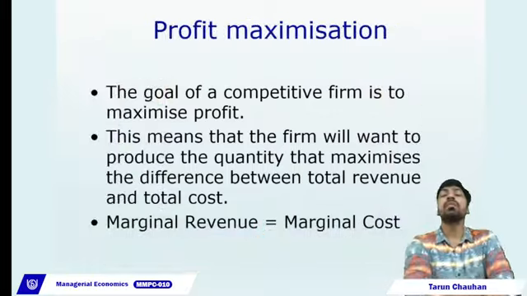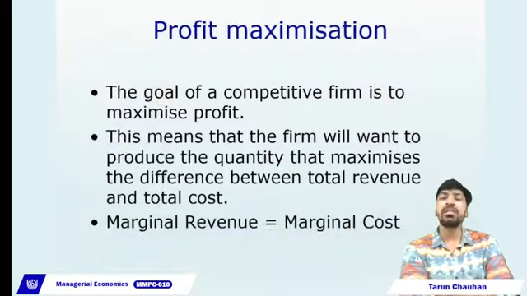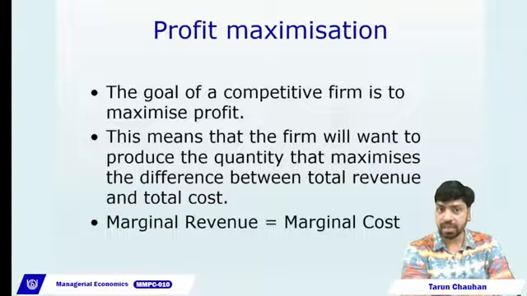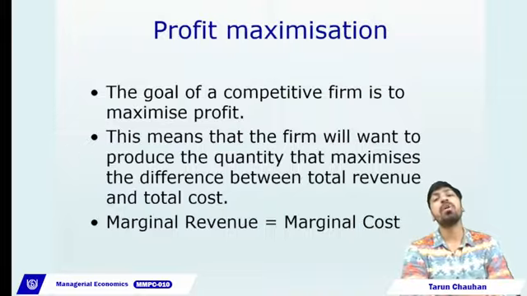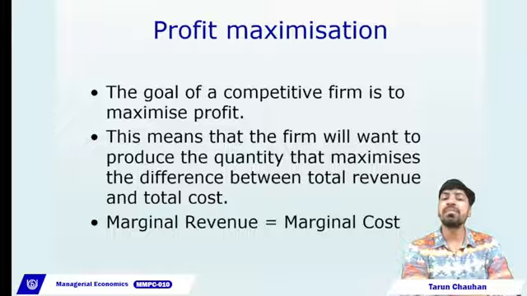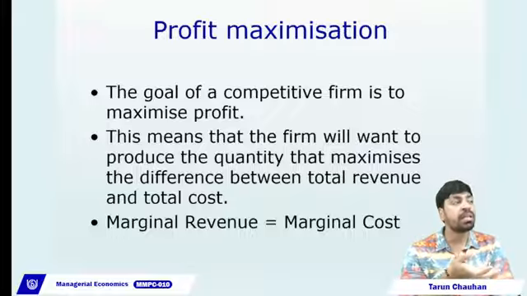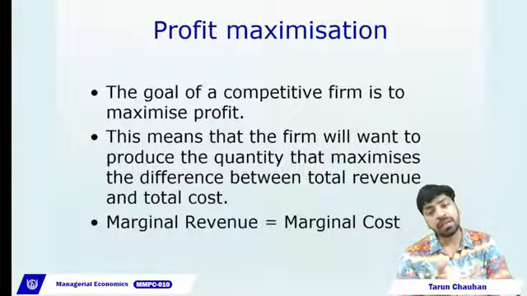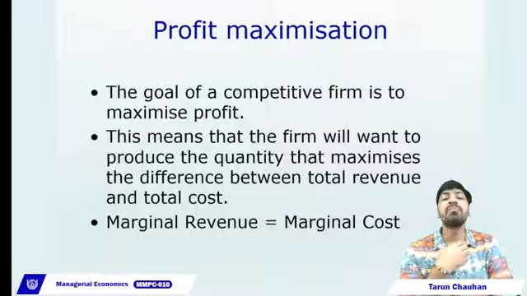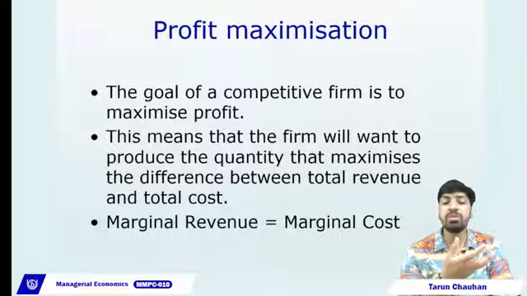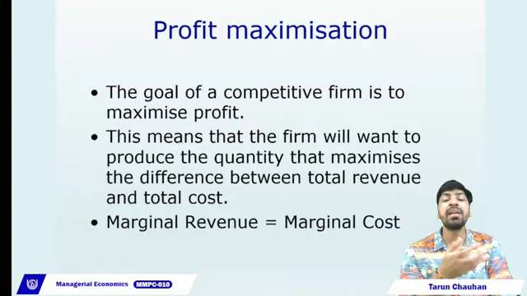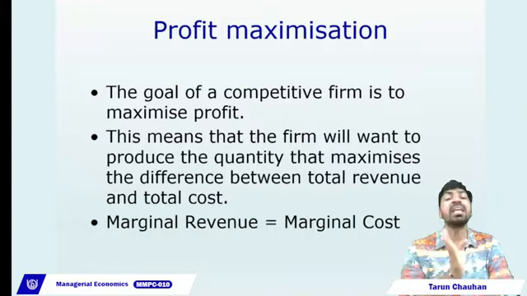Now we talk about profit maximization under such a market, the perfectly competitive market. In fact, the goal of such a competitive firm is to maximize profit. It means the firm always has the opportunity to produce as much quantity as it can for the consumers or sellers to maximize revenue, and automatically this also shows the total revenue and total cost.